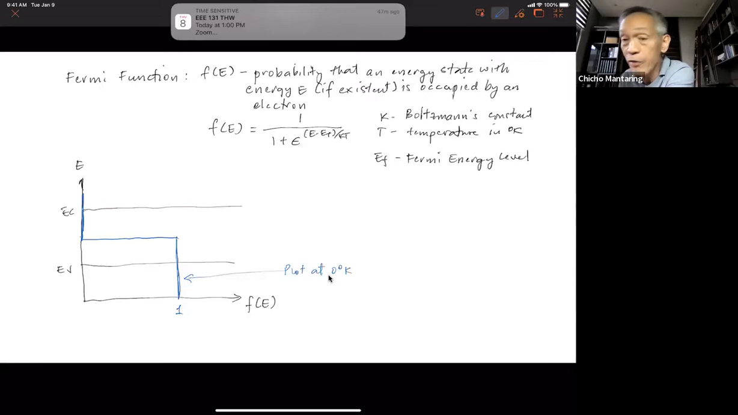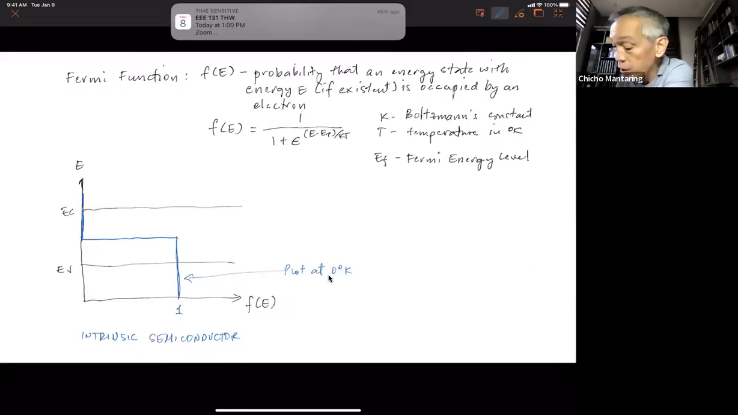We said that at 0 degrees Kelvin, your intrinsic semiconductor, this is for an intrinsic semiconductor. For an intrinsic semiconductor, at 0 degrees Kelvin, all your valence electron states are occupied. That's why your probability is 1. And none of your electrons will be in the conduction band, and that's why your probability here is 0.